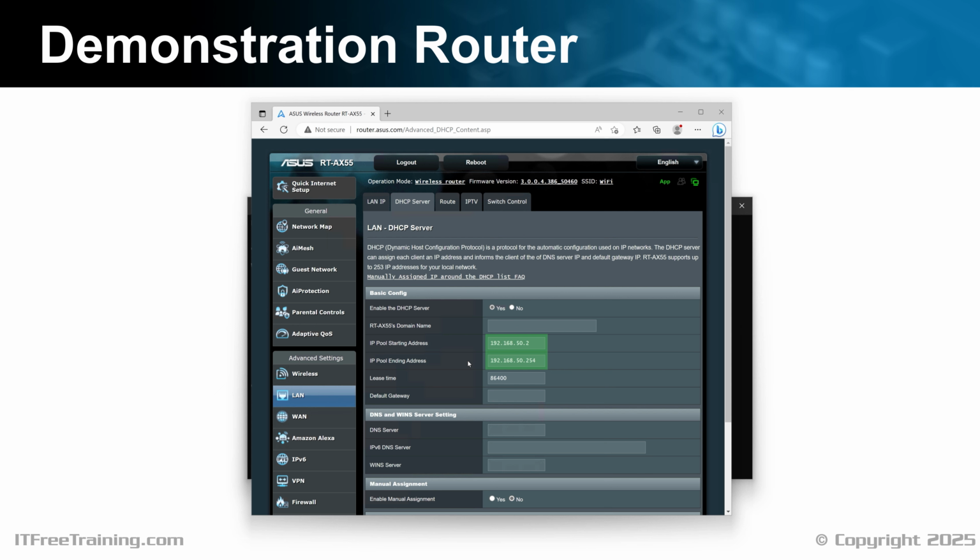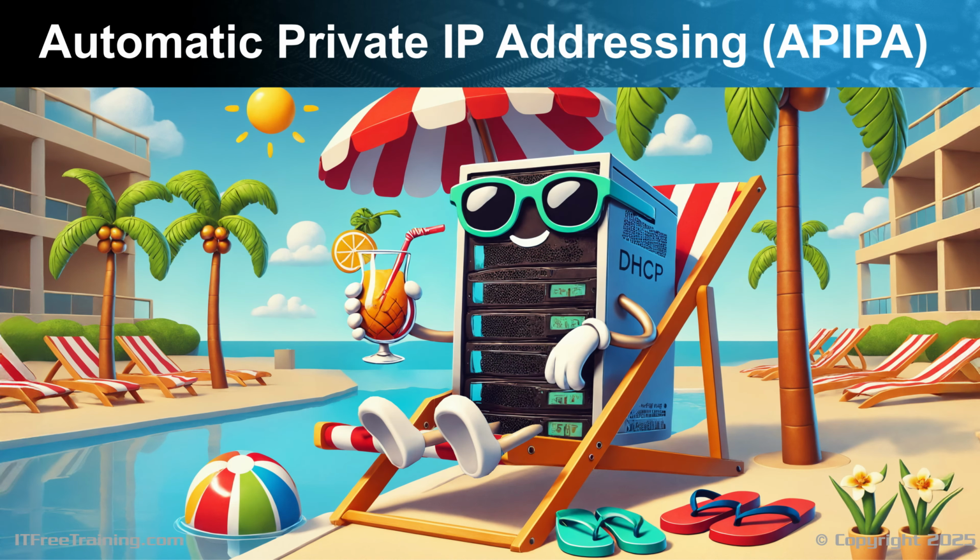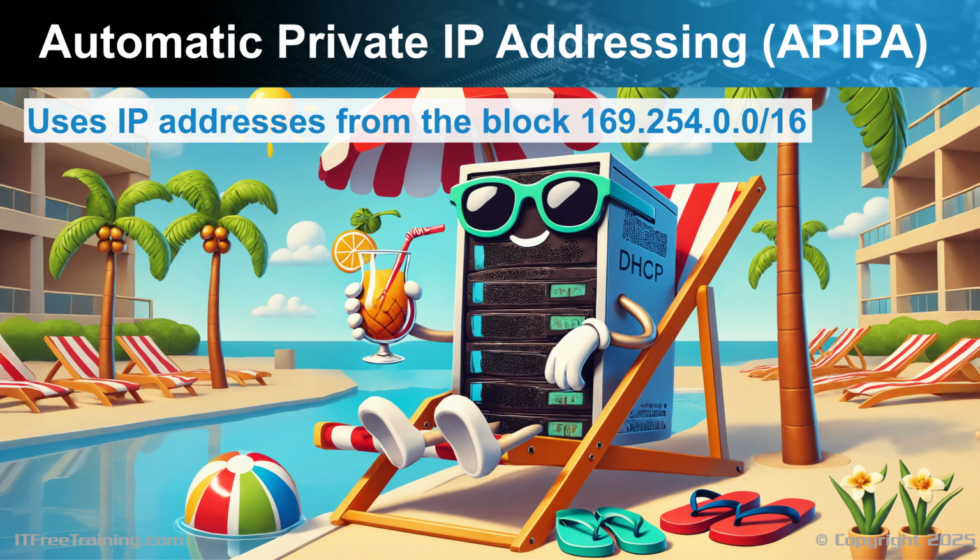Now that we have had a look at how DHCP is configured on a router, let's have a look at what happens when there is no DHCP server on the network, but the computer is still configured to get network configuration from the network. When no DHCP server is available on the network, some operating systems and devices will automatically assign the device an IP address. When this occurs, the IP address will be allocated from the range of 169.254.0.0, other than the first and last IP addresses, which are reserved.